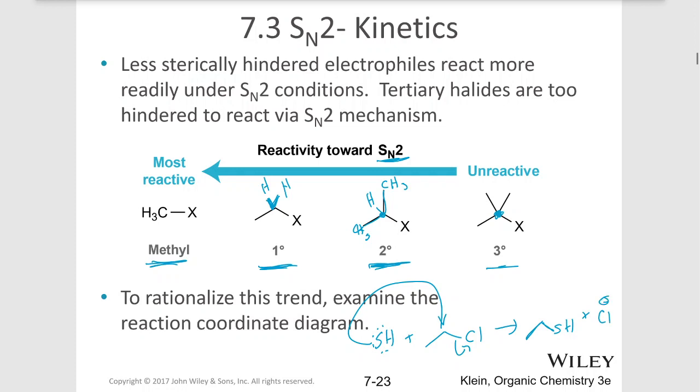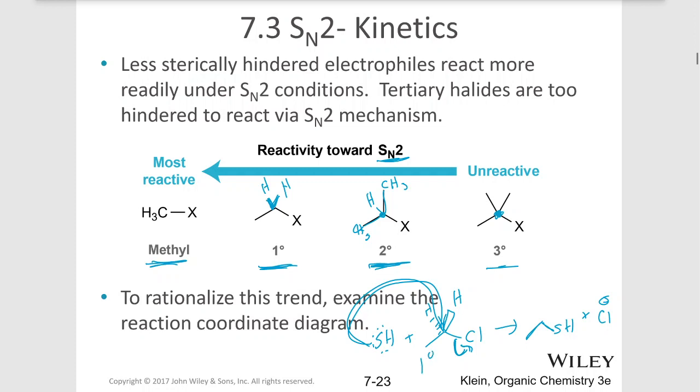All right, so that's the overall reaction. So think about this. We've got these two hydrogens here at the alpha position. Hydrogens don't take up a lot of space. So this SH minus can get in there and reach the alpha carbon, kicking out the chlorine. So for a primary alkyl halide, there's plenty of room.